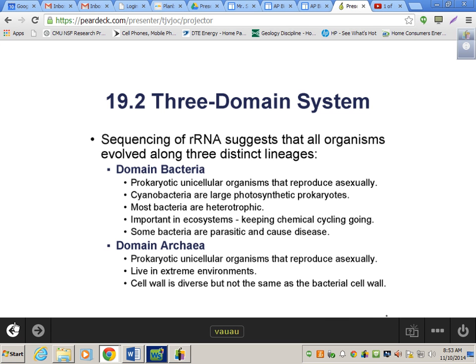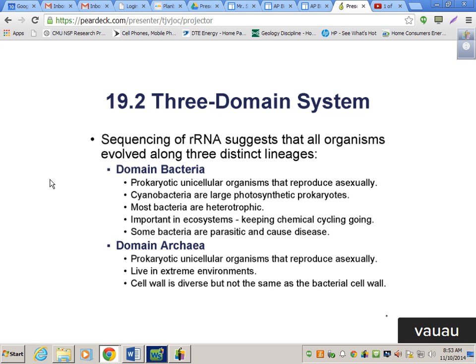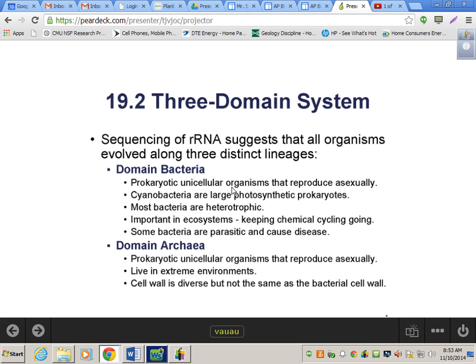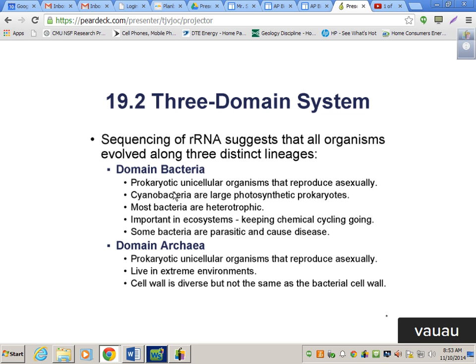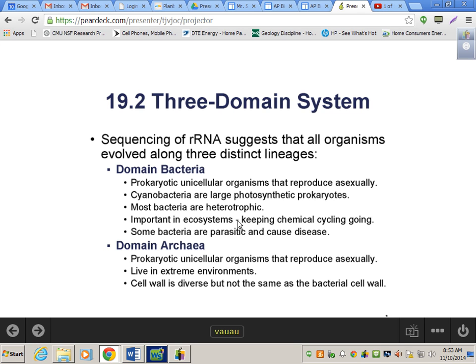Okay. So cyanobacteria are large photosynthetic prokaryotes, and they fall under the domain bacteria. Most bacteria are heterotrophic, meaning they eat other things, right? Now, cyanobacteria are a bacteria in their own right, in their own separated category. A lot of people would argue they deserve their own domain because they make their own energy, but they still fall under the domain bacteria because of their cell structure.